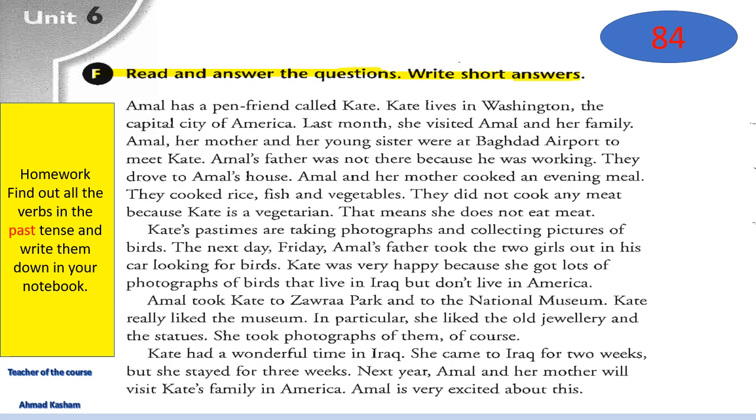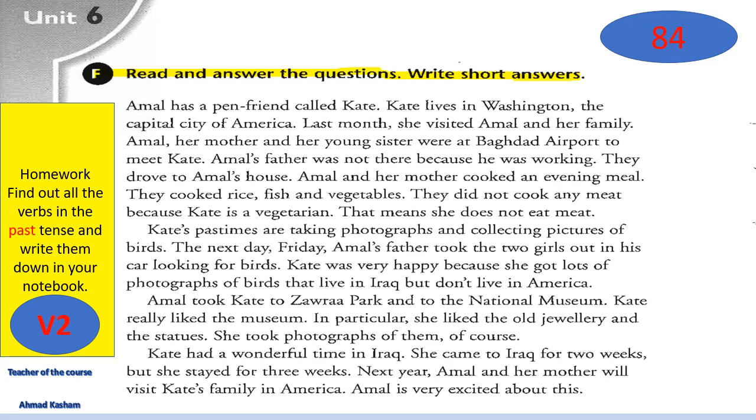So you should take out all the verbs in the past with verb to be, and write them in your notebook. You should write for each verb the base form, verb 1. Yes, so take out from this text all the verbs in the past tense. Now let's read, and after that we will move to answer the questions.